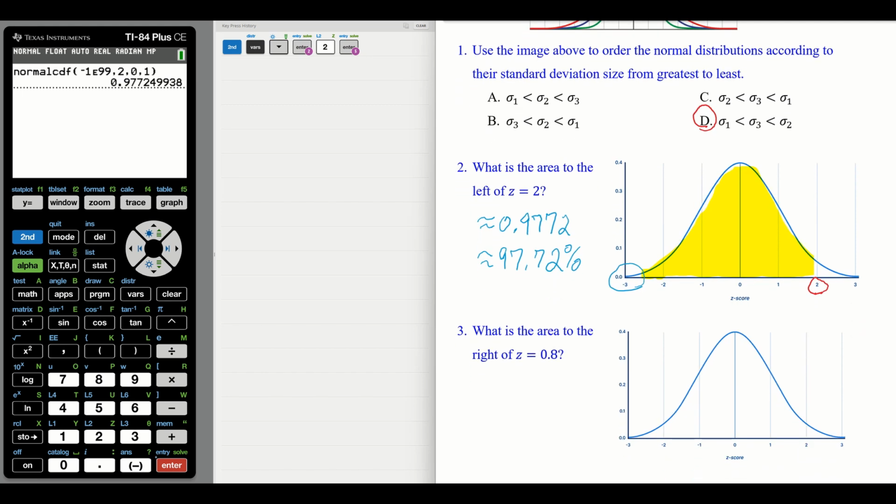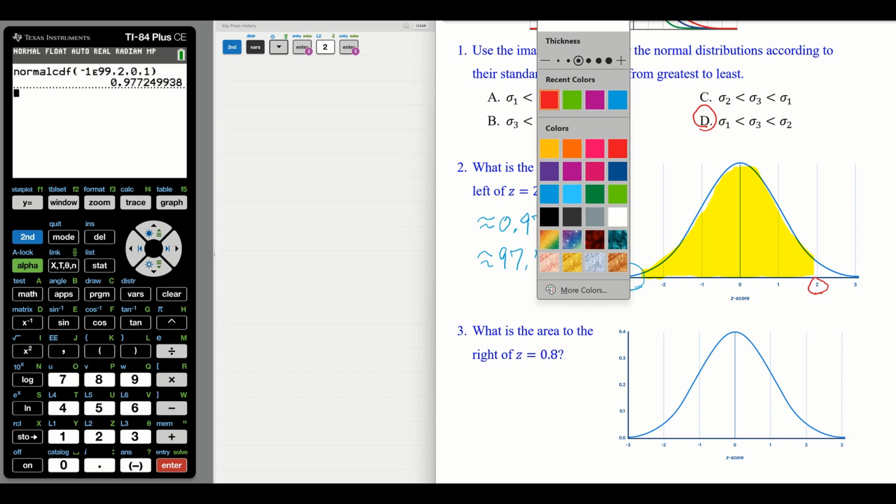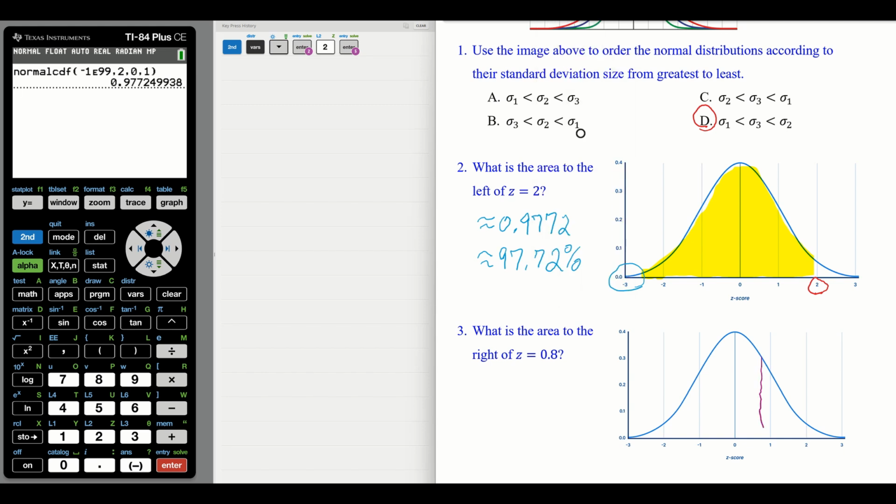Okay, number 3. What is the area to the right of z equals 0.8? Okay, let's change up colors. We want to estimate about where that is. We're going to draw a line all the way down where 0.8 would be. Make sure you go back and double check your number. Even if you're not going to sit and draw it in, they may give you drawings where you have to choose the options, but I'm drawing it just for visual's sake.